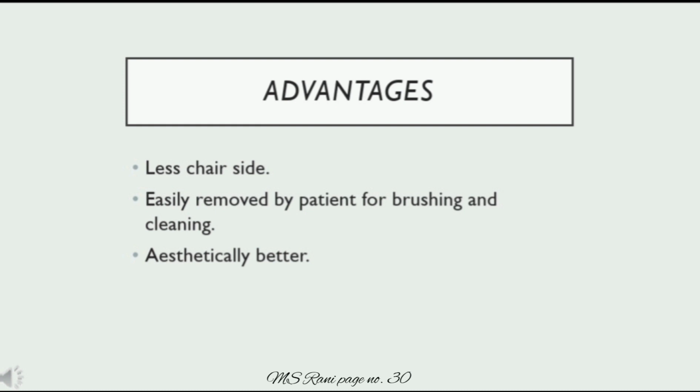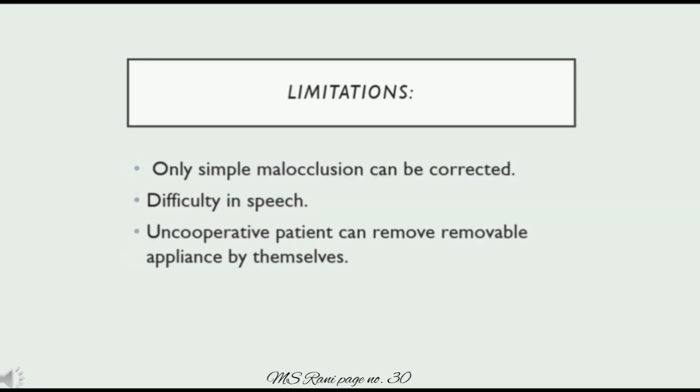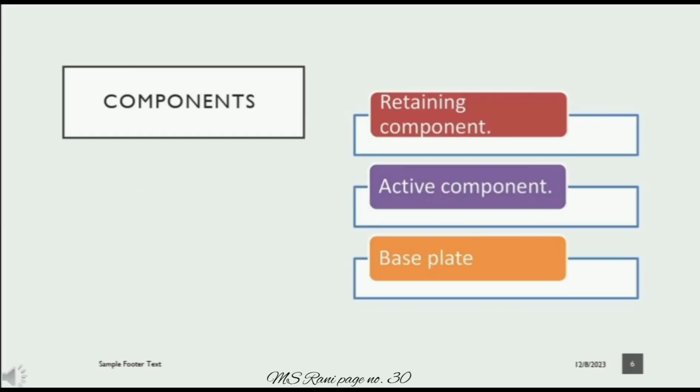What are the advantages of removable appliances? It involves less chair side time, easily removed by the patient for brushing and cleaning, and is aesthetically better. Limitations of removable appliances: only simple malocclusion can be corrected, difficulty in speech, and an uncooperative patient can remove removable appliances anytime.